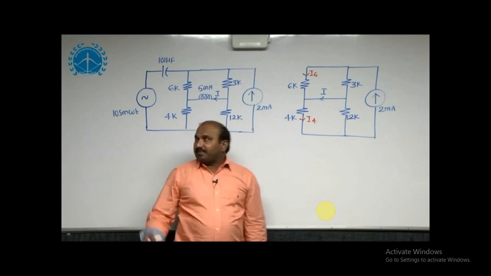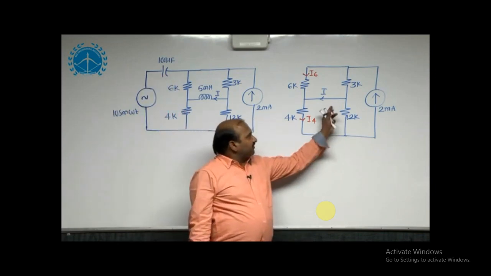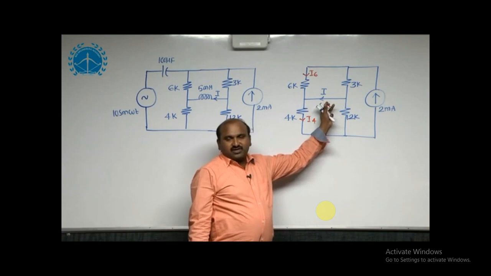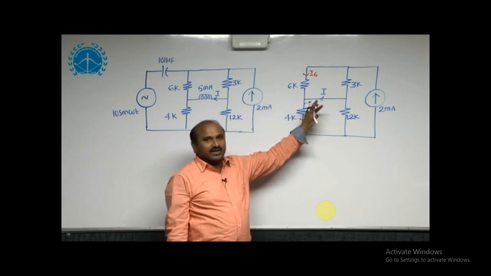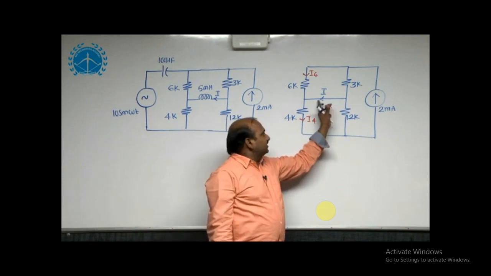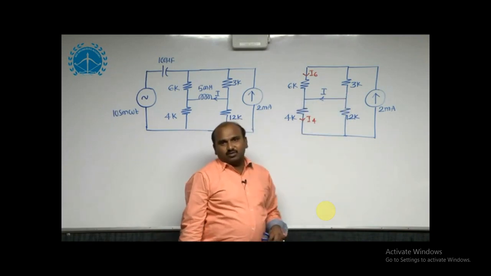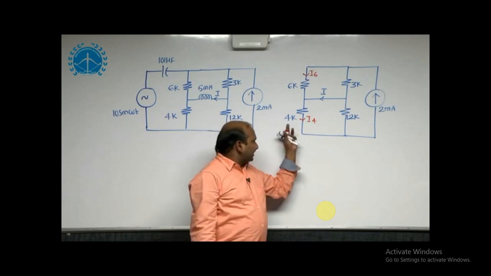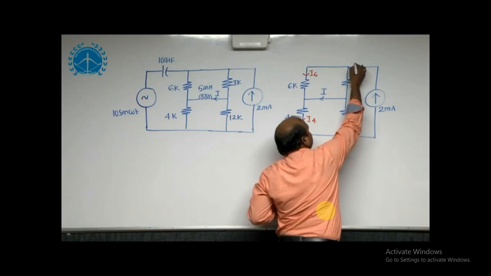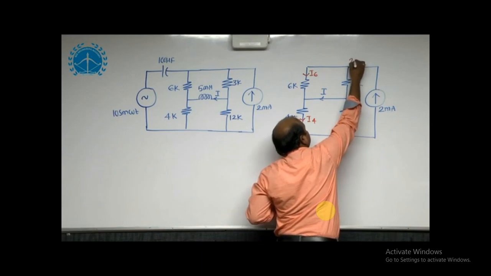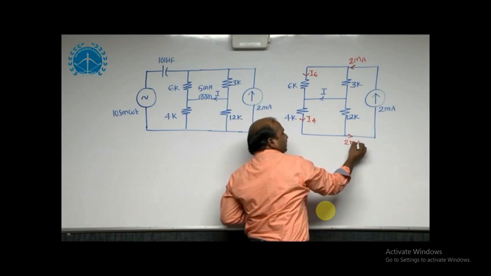Since the capacitor is an open circuit, we can neglect it. And for DC, the inductor acts as a short circuit, so we have to estimate the short circuit path current. Here, the 6K and 3K are connected in parallel, and 4K and 12K are also connected in parallel. The current coming from the source is 2 milliamperes, and the current leaving this combination is 2 milliamperes.